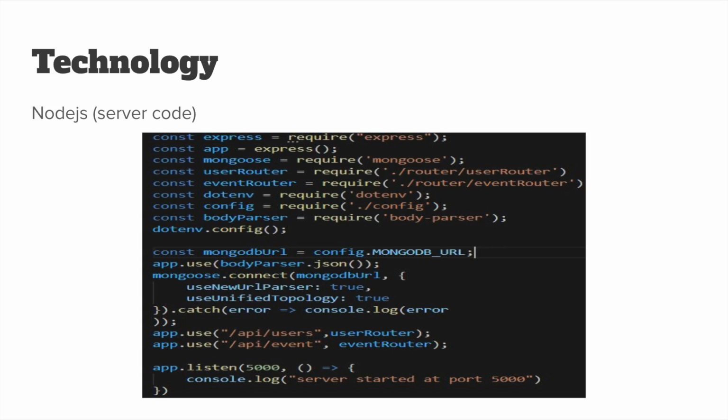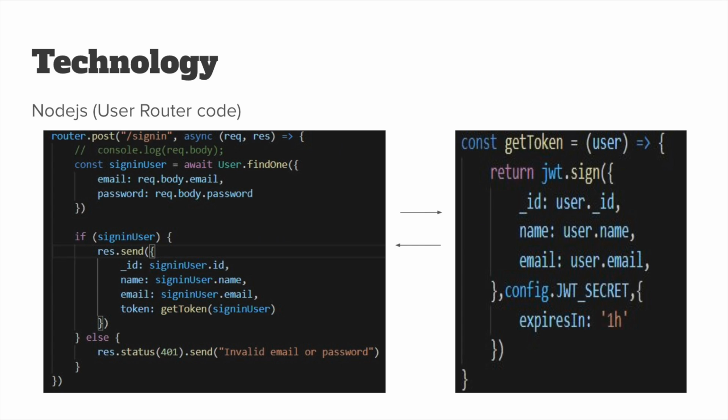Here is the code to create the server. First, we require all the things we need and configure the environment variables in our .env file. Then we connect to the MongoDB database, and we also have our middlewares. And last, we start the server listening at port 5000.